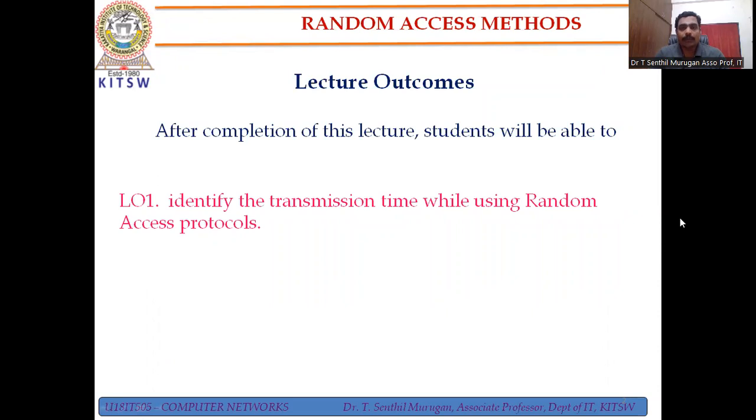Before starting our topic, we have the regular practice: we must know the outcome of our lecture. After completion of this lecture, students will be able to identify the transmission time while using random access protocols. Different random access methods exist. While using those methods, what is the transmission time? Is there any delay? How much time is taken for a bit to travel from source to destination? That we are able to discuss in this video lecture.